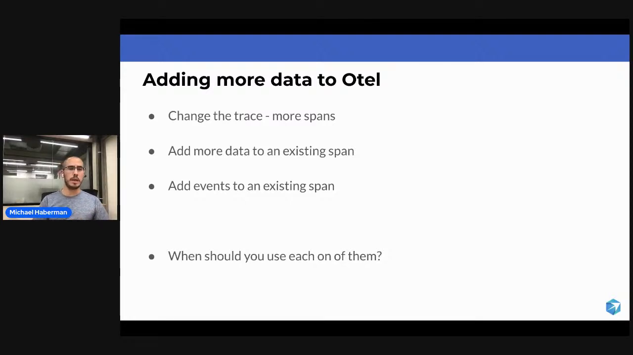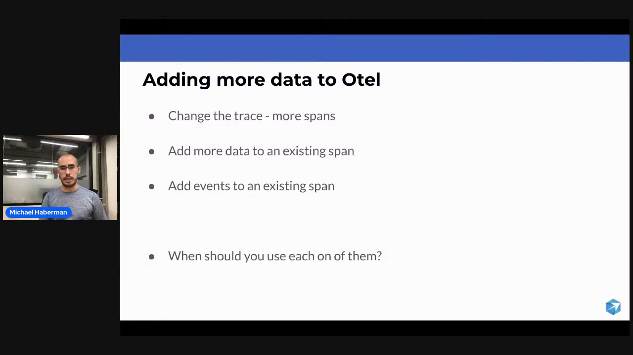Option number one is there is a trace and I want to add an additional span. I want to add more spans to my trace so that I'll have a clearer picture. So for instance, maybe you don't have instrumentation for a specific database that you are using. Maybe you're using a very rare database and there isn't instrumentation, then you can just add more spans.